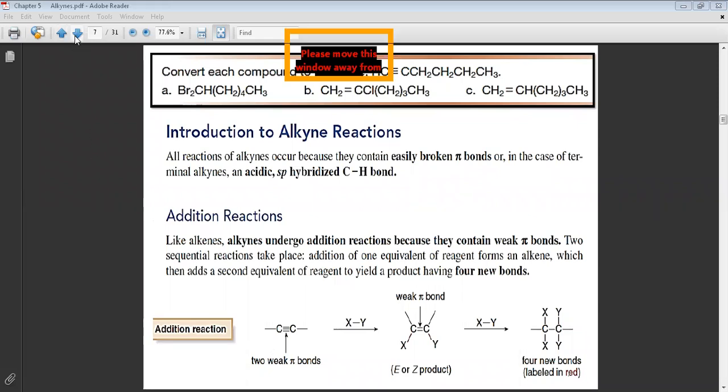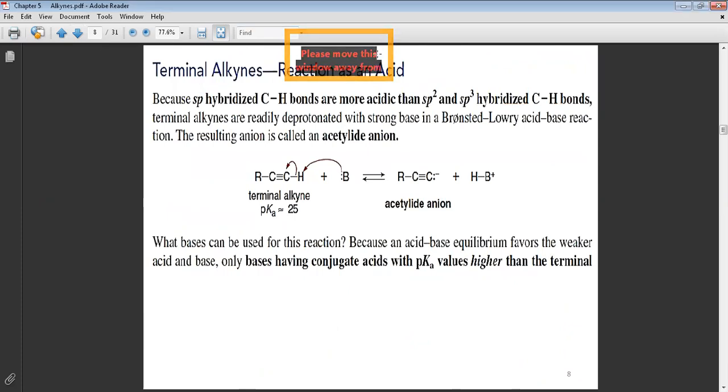I hope you understand this. If you don't have a question, I will talk about the reaction of terminal alkynes as acids. We know the terminal alkyne can act as a Brønsted acid, because the conjugate base, the acetylide anion, is stable due to the sp character of the carbon atom. If you have a base, the base takes the proton from the terminal alkyne to give you the acetylide anion.